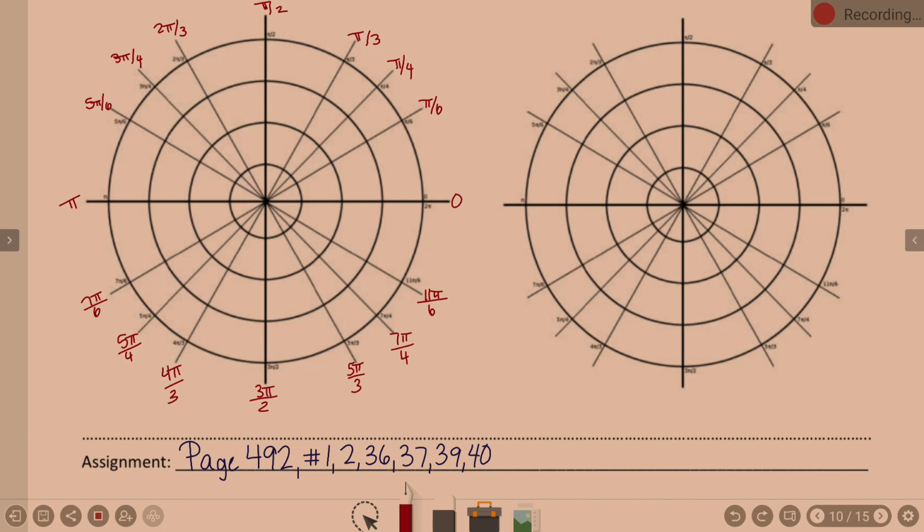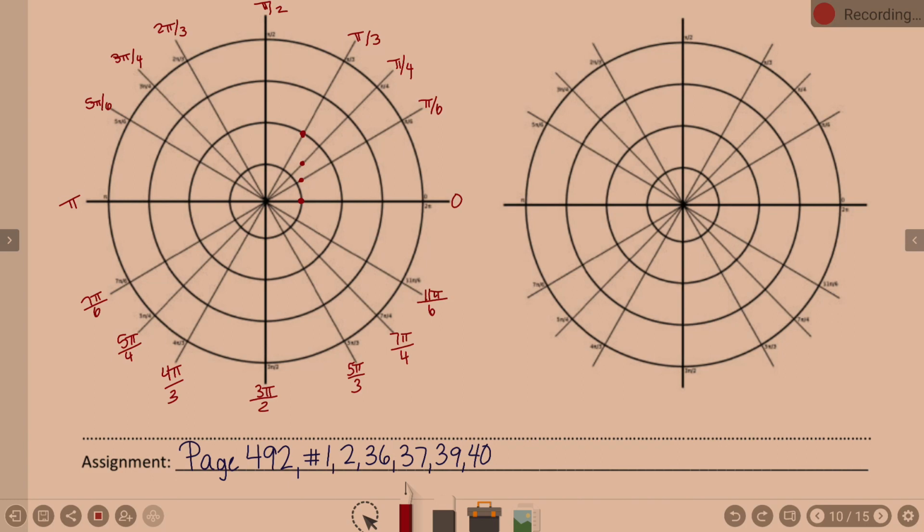Okay, now let's graph them. Yes. Okay, at 0, we have 1. At pi over 6, 1.155. So, a little bit past the first ring. At pi over 4, 1.414. Almost halfway. At pi over 3, 2. At pi over 2, undefined. So that just means on pi over 2, there is no dot.